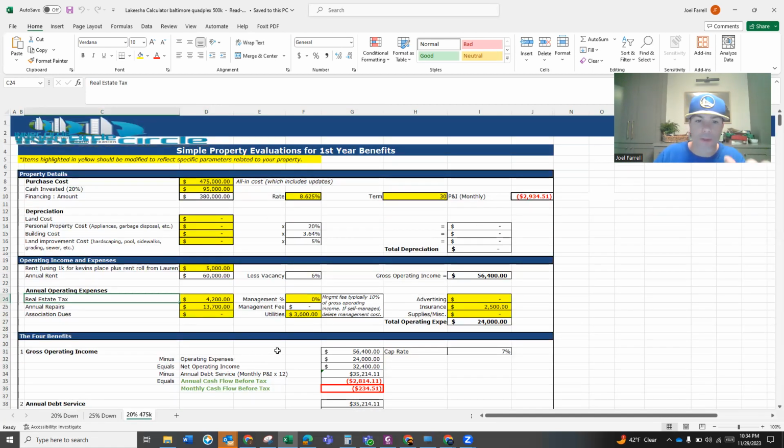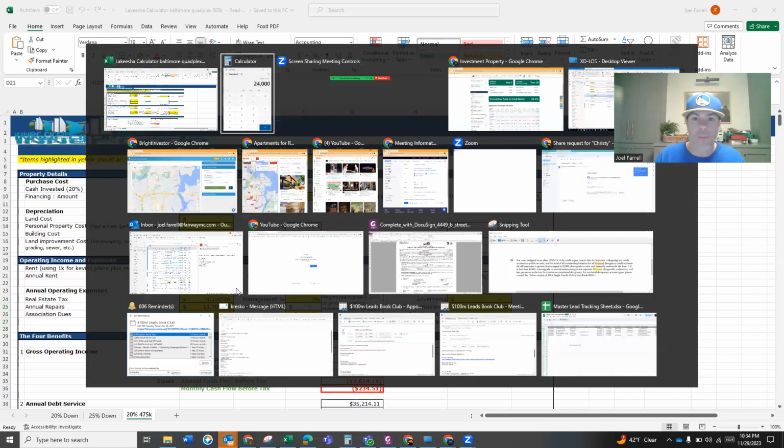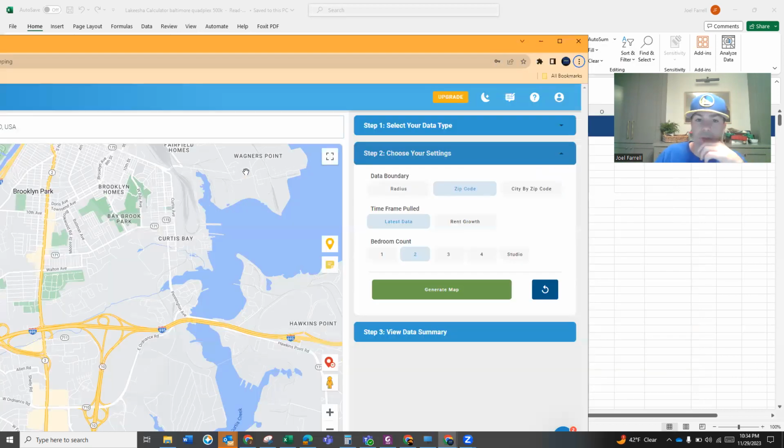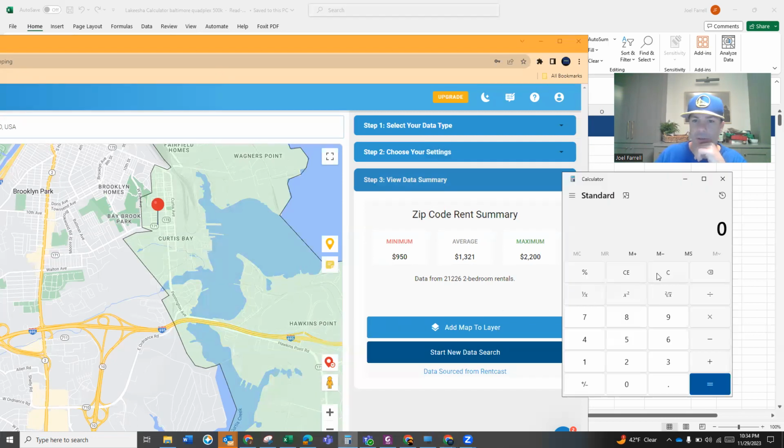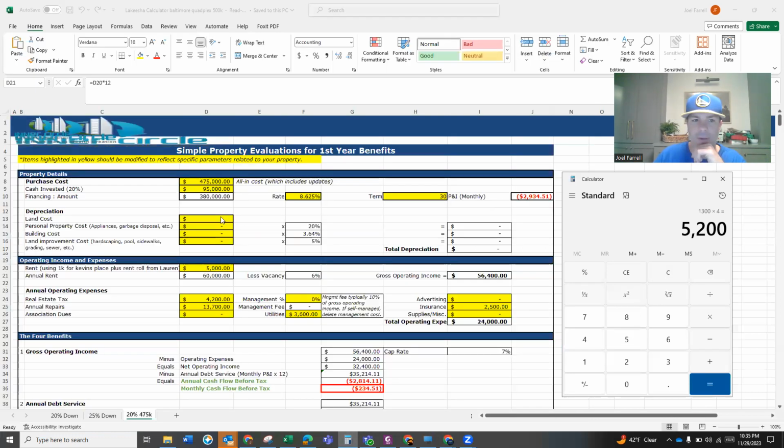There's a couple of different things that you can look at with this. If you're talking about rents, 60K, are those rents even accurate? I pulled some data from Bright Investor, one of the tools that I subscribe to, and I didn't really want to give away the deal, so I moved this over here. This is in Maryland, 2 beds, and when you run the map, $1,300 for 2-bed rentals. So 1,300 times 4 is 5,200, which gets us in the ballpark of that $5,000 a month. So there may be some room to improve.